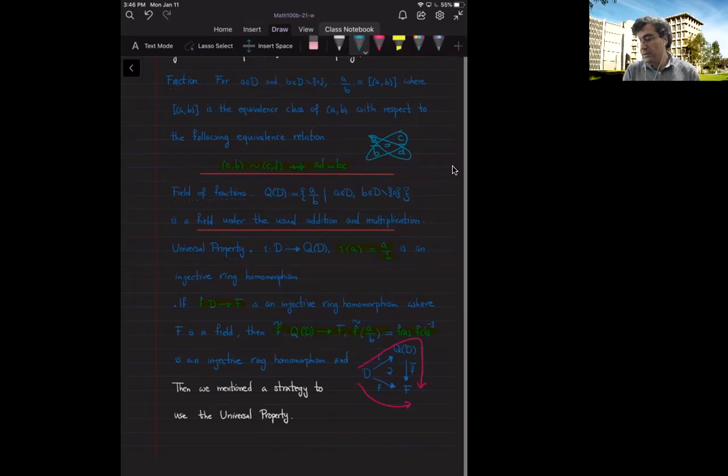To be more precise, if f is an injective ring homomorphism from the integral domain capital D to F, then f tilde, which sends the fraction a over b to f of the numerator times the inverse of f of the denominator, is a well-defined injective ring homomorphism from the field of fractions of D to F. Moreover, the copy of D that goes to the field of fractions and then goes to F, and the copy of D that goes directly into F, are the same copies. This is what we discussed in the previous lecture, and this is the universal property of the field of fractions.